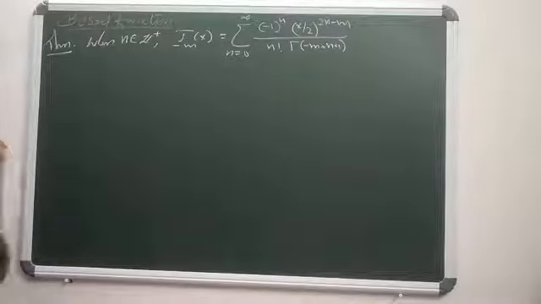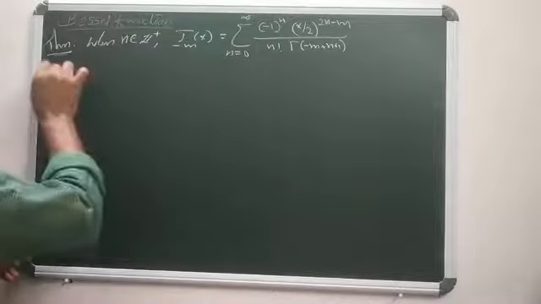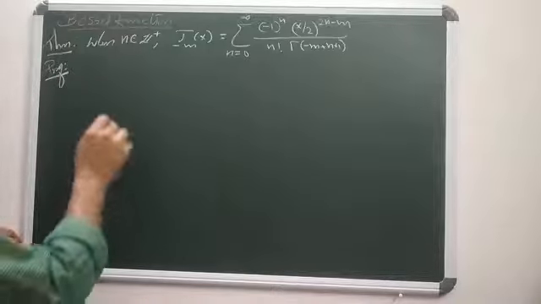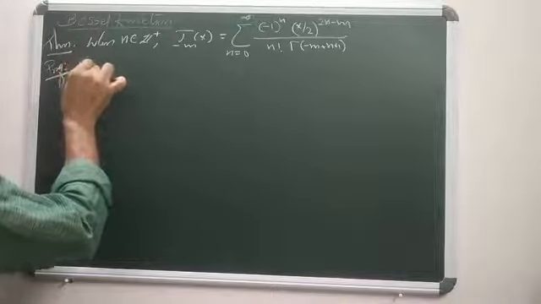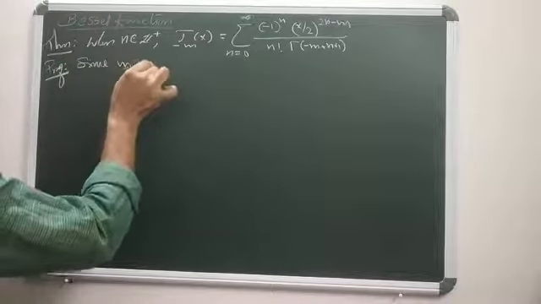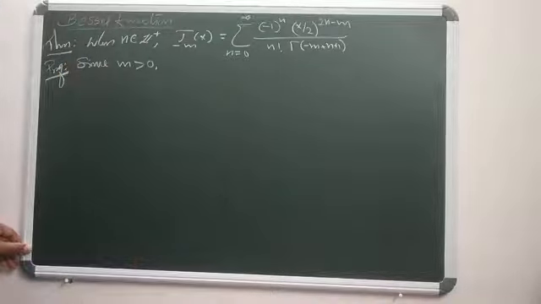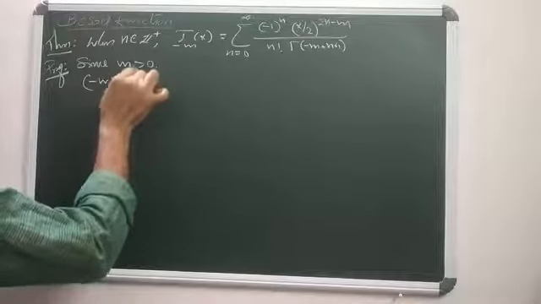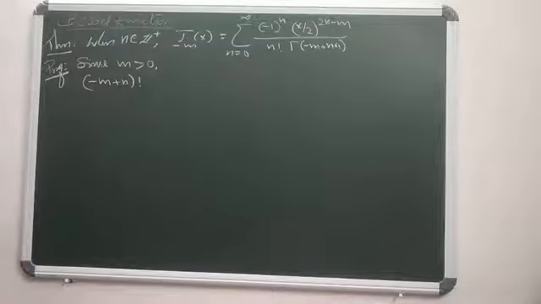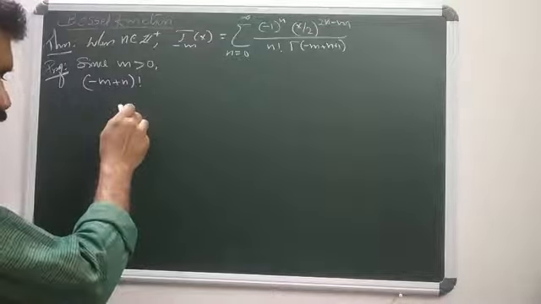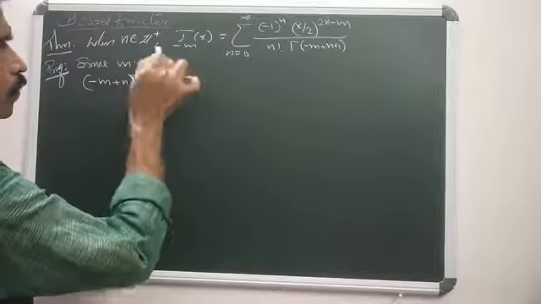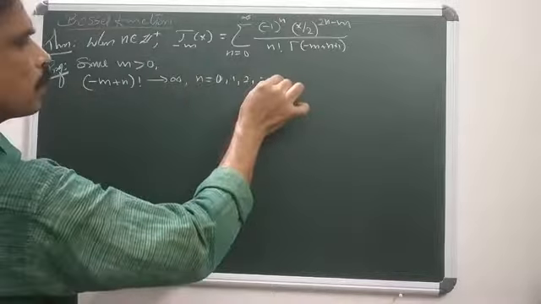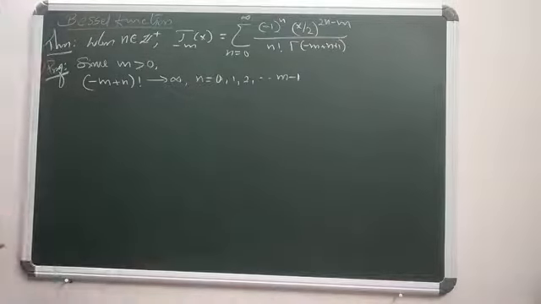How to prove this one? So its proof is: what is m? Since m is positive, m greater than 0, what is (-m+n) factorial? When n equals 0, 1, 2, etc. up to m minus 1, (-m+n) factorial goes to infinity.